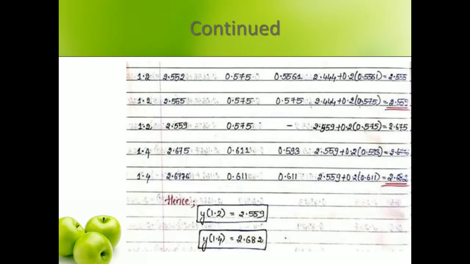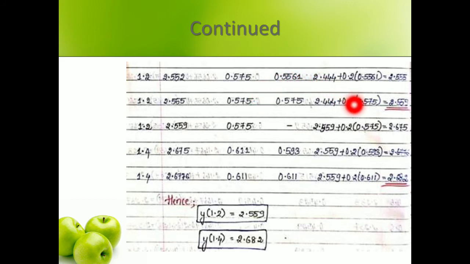Once you change it in the next iteration, your x value will change from 1 to 1.2, your y value will be 2.552, y dash value will be 0.575, your new y value will be equal to 2.555. Carry the same in the next iteration. When x is 1.2, y is 2.565, new y value will be 2.552.